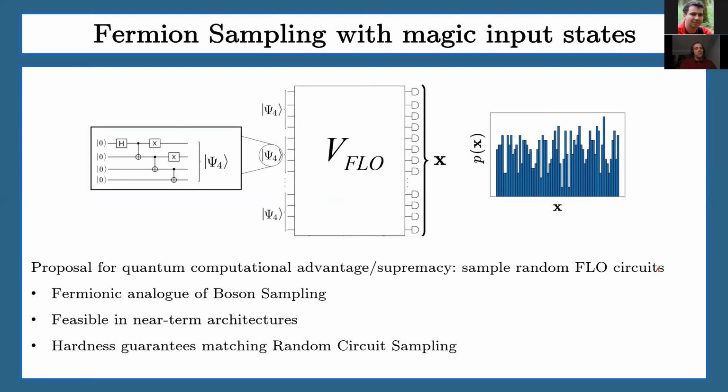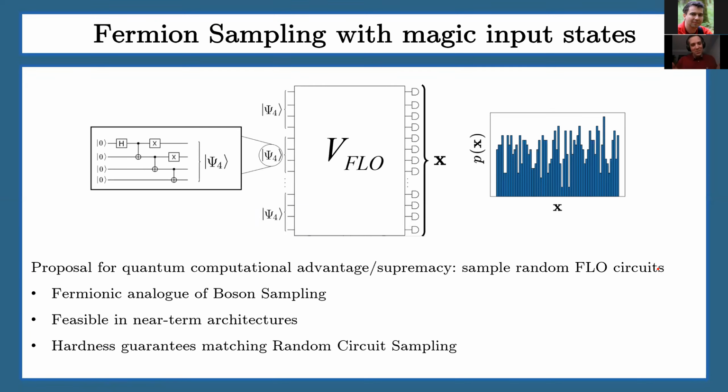Okay, and we have the following claims. This is a fermionic analog of boson sampling, even though it's based on fermionic transformations. It's feasible in near-term architectures, let's say on superconducting qubits, and we give hardness guarantees that are comparable to or match the hardness guarantees currently present for random circuit sampling, and therefore it's stronger than boson sampling, as maybe implied in the first question during the introduction.